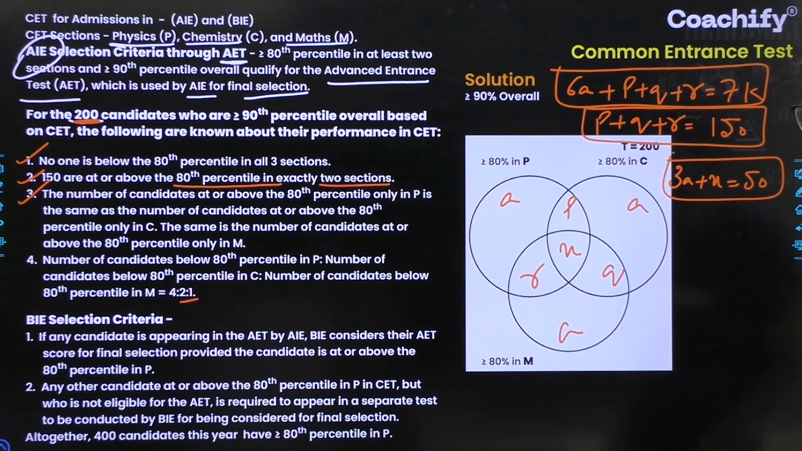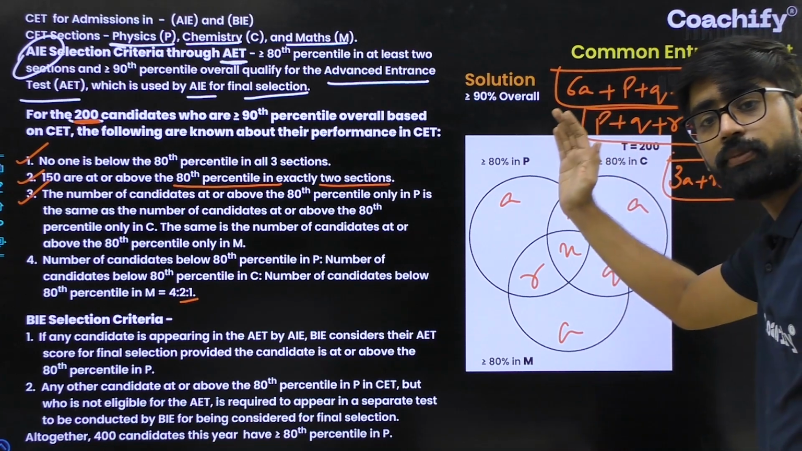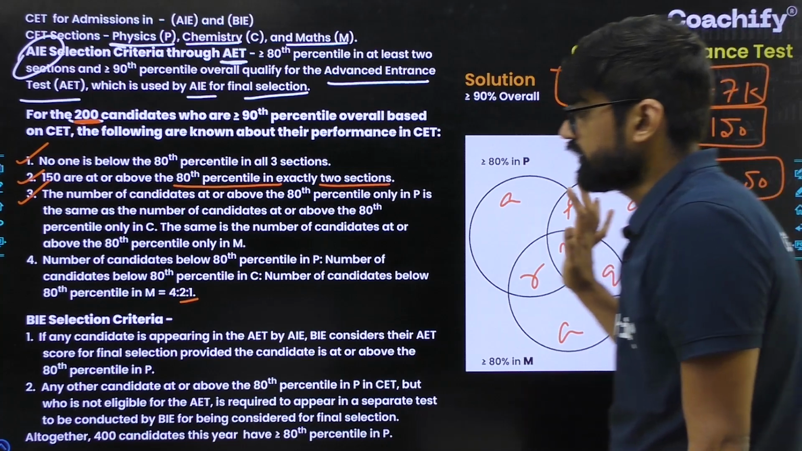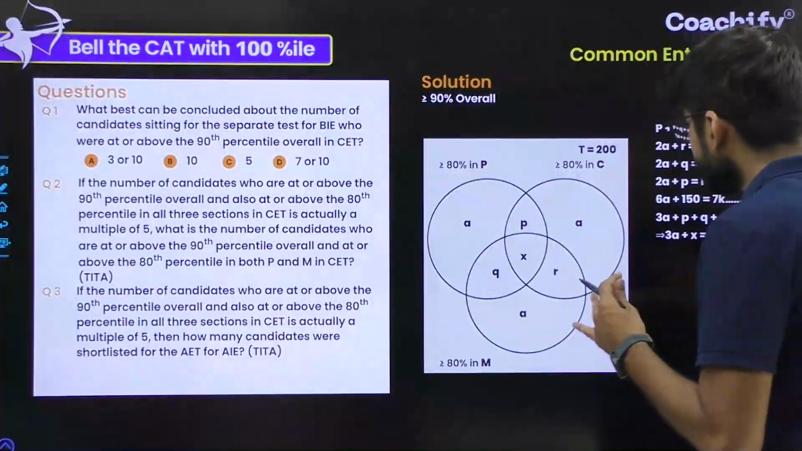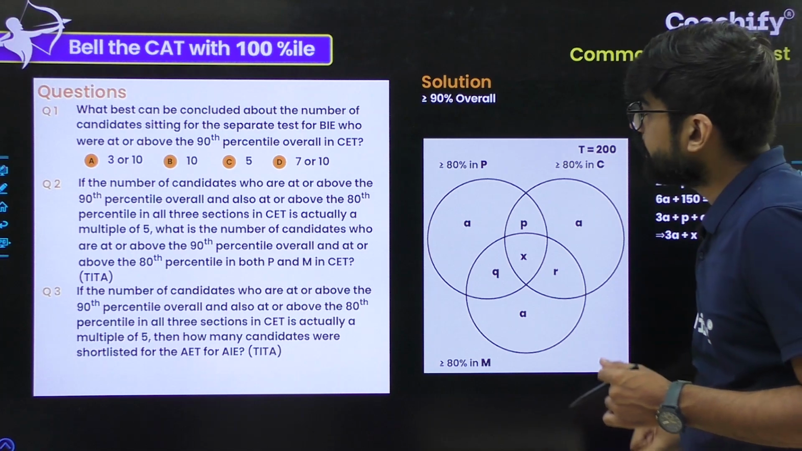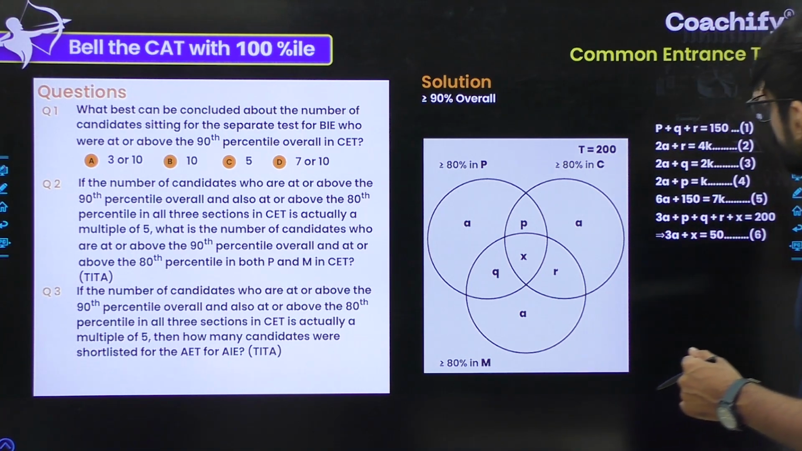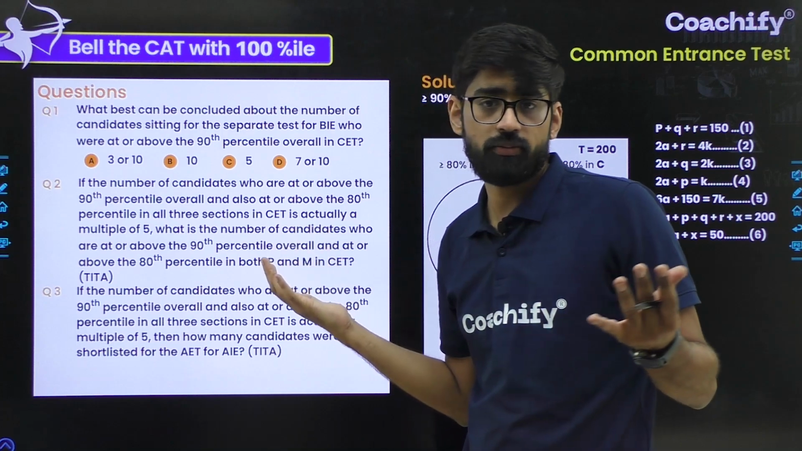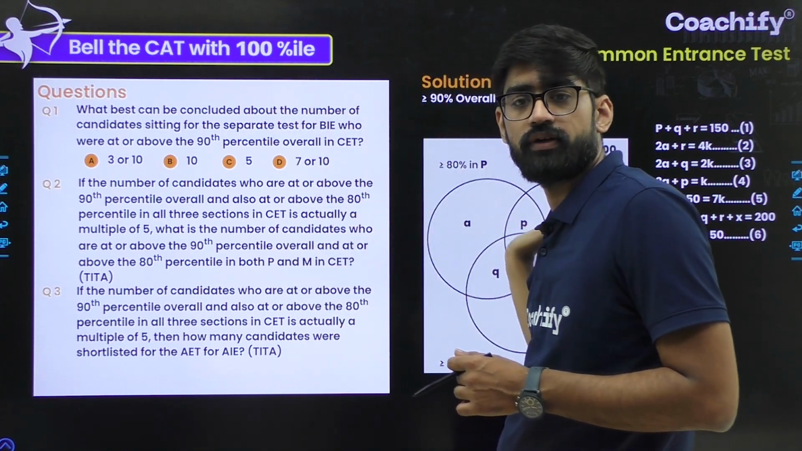So these three equations we are getting along with the other three equations that we got for candidates scoring below 80 percentile in P, M and C, right? This is what we can infer till here, right? So as you can see, these are the 6 equations that we have got so far, right? And this is our Venn diagram, right? And we can see that we cannot solve it further, right? So let's have a look at questions, right? Maybe it may be possible that with the help of questions we can solve it further, right?